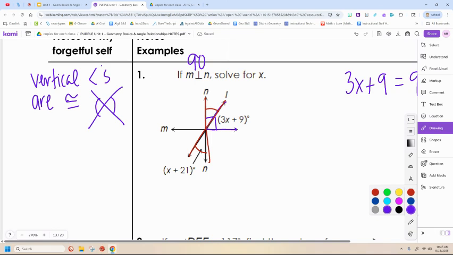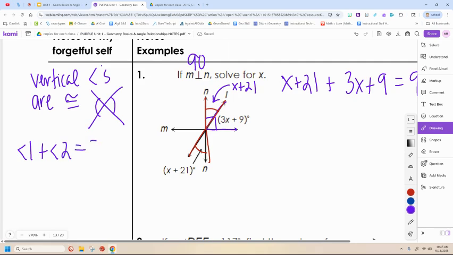So if this is x plus 21, up here is x plus 21. So it's not just this equals 90, it's this. What else do I have to do with this and this? Add them. What kind of angles are added together to equal 90? What's that vocab word? It begins with a C. Yes, angle 1 plus angle 2 equals 90 degrees: complementary.